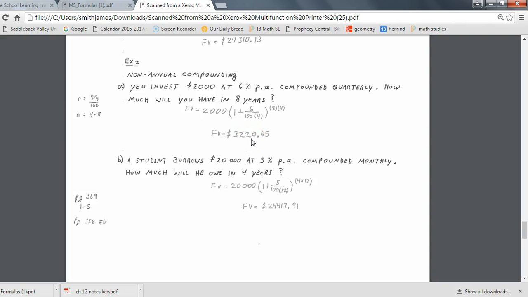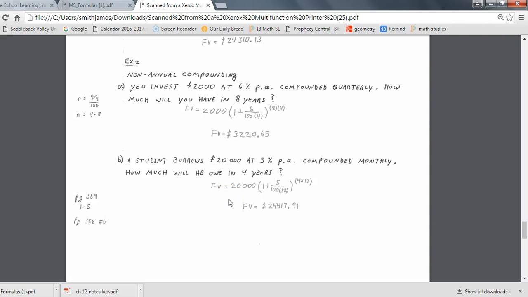So notice it's just a little bit more than the one we got up above. Not a whole lot, because we're not dealing with a whole lot of money, and we're not dealing with a really big interest rate, but it's still a little more than what we would have had when K was only a 1. So this would be our future value.